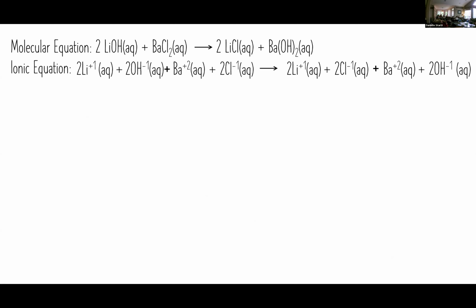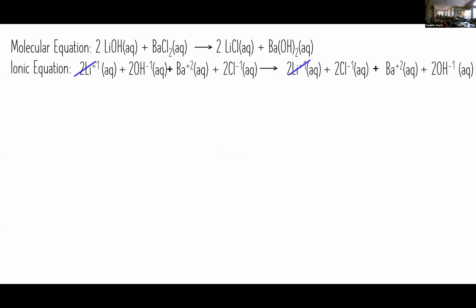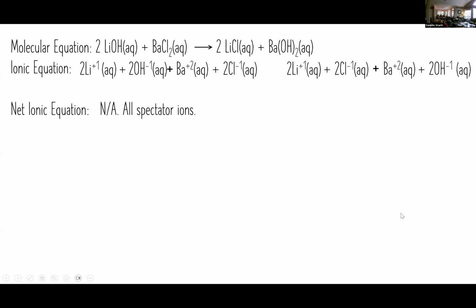Now, here's a question. If everything is soluble, everything is aqueous. So what does that tell us about our spectator ions? Where are our spectator ions? They're all spectator ions. There's lithium, there's chloride, there's hydroxide, there's barium. So they're all spectator ions. In this case, we don't have a net ionic equation. They're all soluble. No biggie.